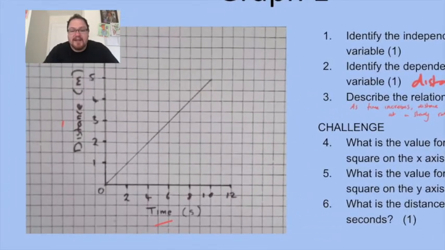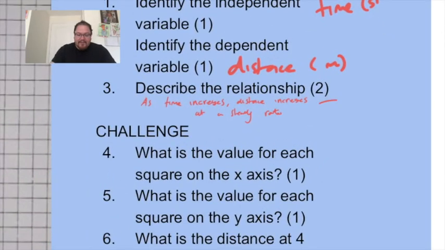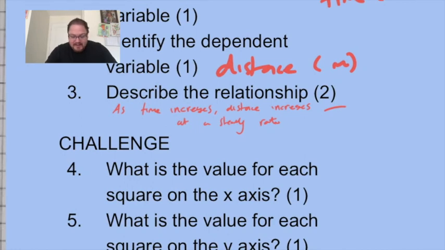In maths, you would say that's a positive correlation, but we've got to be careful in science. We've got to identify, because it's worth 2 marks. So you have to put as time increases, distance increases. That's going to get you 1 mark. And then by saying it's a steady rate, it gets you another mark, or any of the others, increasing rate or decreasing rate, depending on that graph.